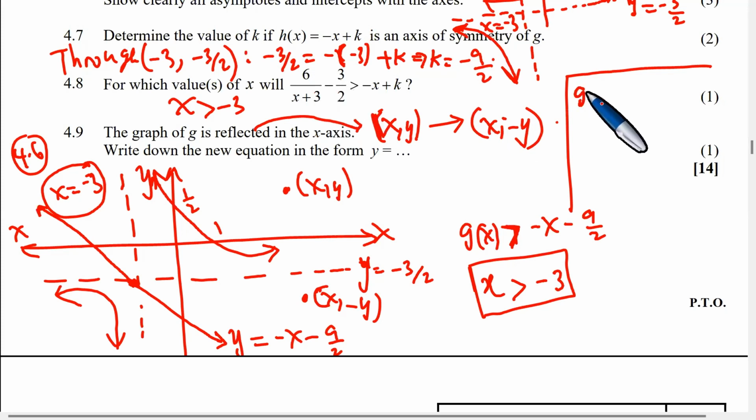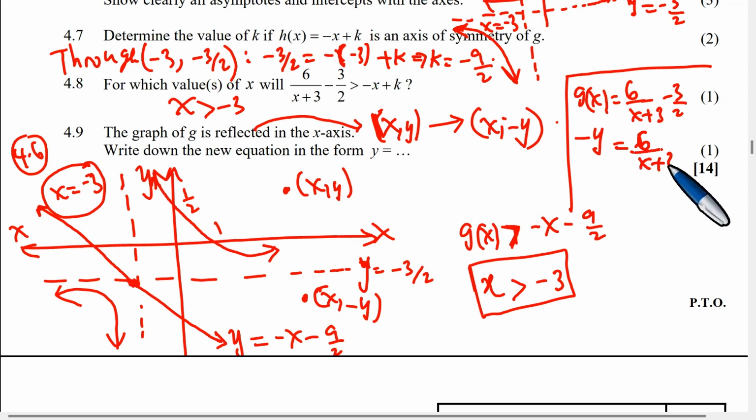So G of x is 6 over x plus 3 minus 3 over 2. So y becomes negative, and here you put a negative for the reflection in the x-axis. That is already the answer. You just make y negative and then you are done.